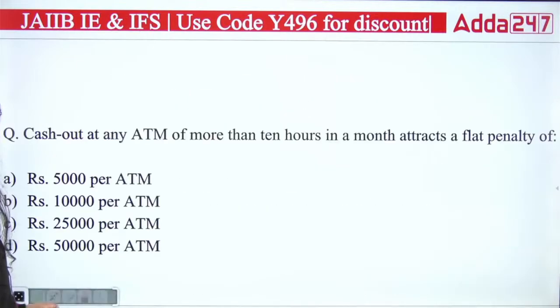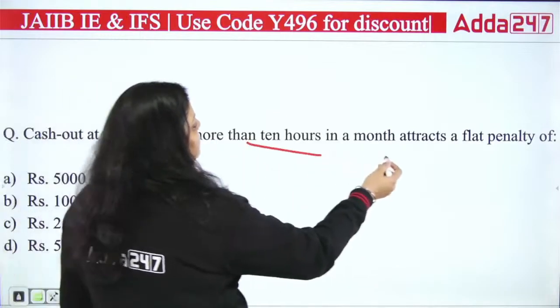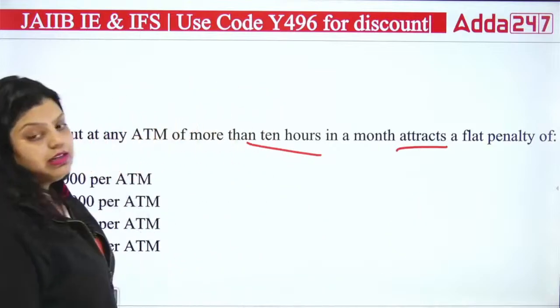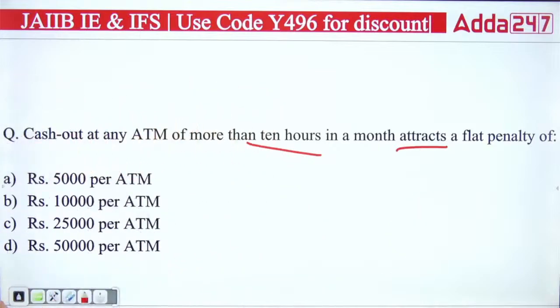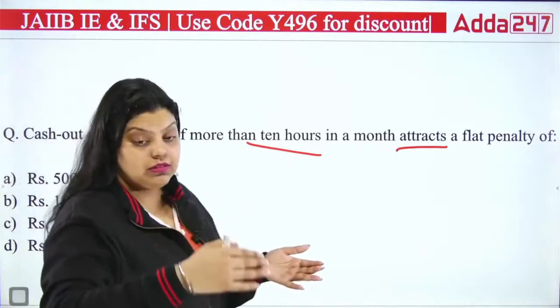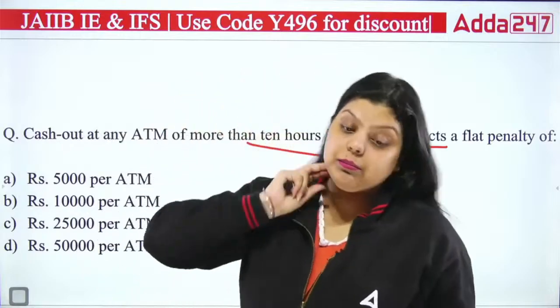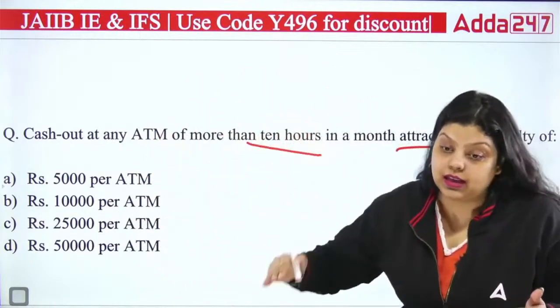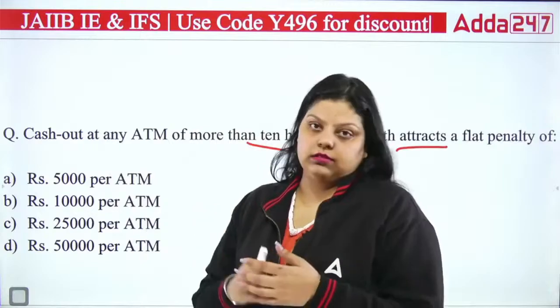Next question we have here. Cash out at any ATM of more than 10 hours in a month attracts a flat penalty to the bank, obviously. So in 2018, this situation happened, where a lot of banks went cash out. When you went to the ATM to withdraw money, it showed that the cash is not available. ATMs were cash out, and this happened in many states at the same time with different banks.